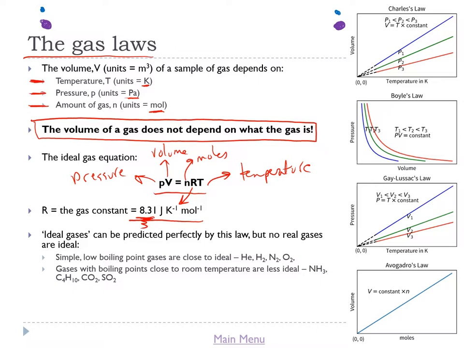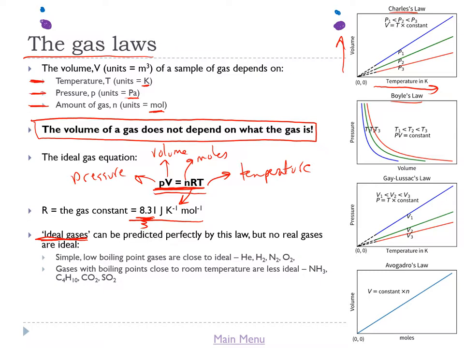Now, we can describe gases as being ideal or non-ideal. An ideal gas is a gas that perfectly follows the behavior that you'd expect from the PV equals nRT equation. So for example, we've got Charles's law here. This shows that for an ideal gas, as you increase the temperature in Kelvins, the volume of the gas will increase if the pressure is being kept constant, and you get a direct proportion straight line for that. We've got Boyle's law, which tells us that if we keep the temperature constant, increasing the pressure of a gas will decrease the volume, and vice versa.